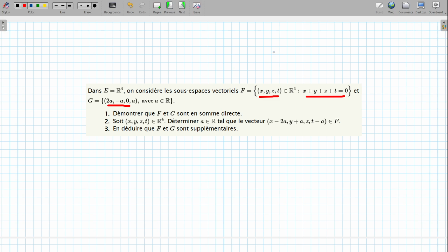So the zero vector of R4 looks like this. So 0, 0, 0, 0. This is c'est le 0 de R4. You can check that it is going to be in F. You actually have to take x equal to 0, y equal to 0, z equal to 0, t equal to 0. You see that the condition here is satisfied. 0 is equal to 0, so the 0 vector is there.